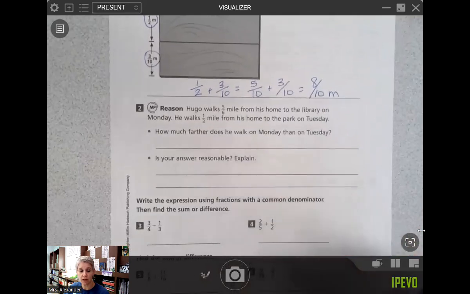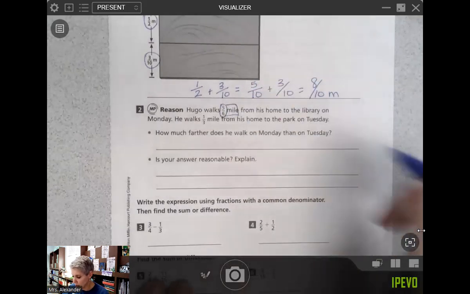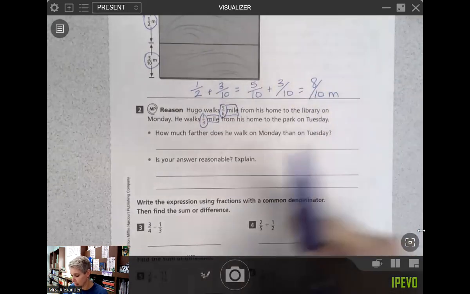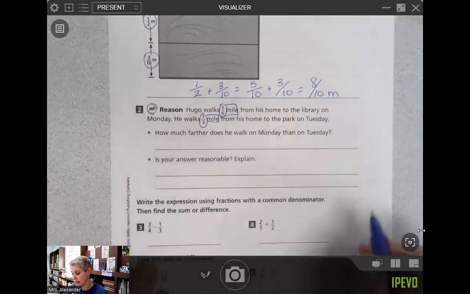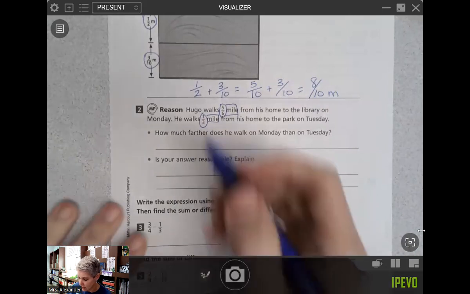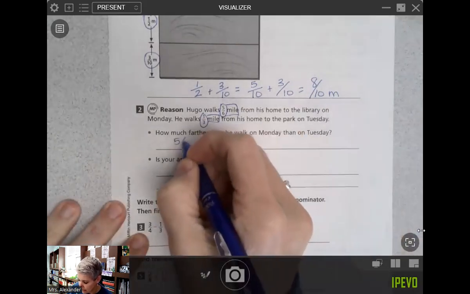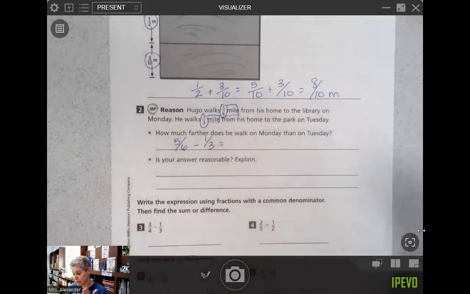Number 2, Hugo walks 5/6 of a mile from his home to the library on Monday. He walks 1/3 of a mile from his home to the park on Tuesday. How much farther does he walk on Monday than on Tuesday? So it's asking me to compare Monday to Tuesday. When I compare, I'm finding the difference. So I'm going to do 5/6 minus 1/3. And that will give me the difference in the miles he walked on Monday and Tuesday.